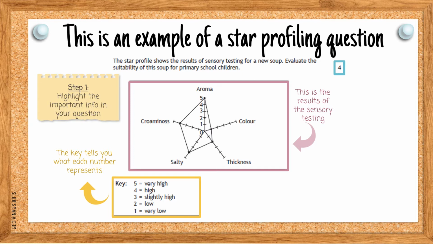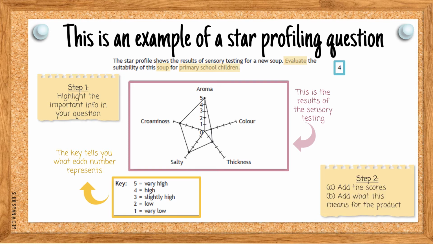So the first thing you want to do when you see this question is you want to highlight the important information in the question. So first off, it will always be an evaluate question. You'll always be given a product, so in this case it will be the soup. And finally, you'll be given a person in the question. So in this case, you're evaluating the suitability of the soup for primary school children.